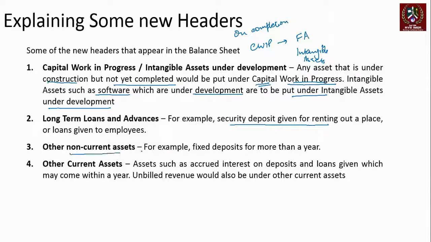Other non-current assets could include things like fixed deposits for more than a year. So if the company has made an investment, which could be a fixed deposit kind of investment, and that's for more than a year. Other current assets could be assets such as accrued interest on deposits. You deposit something in the bank, there's accrued interest, and you have not yet taken it out. Loans given which may come within a year. Unbilled revenue would also be under other current assets, essentially, right?